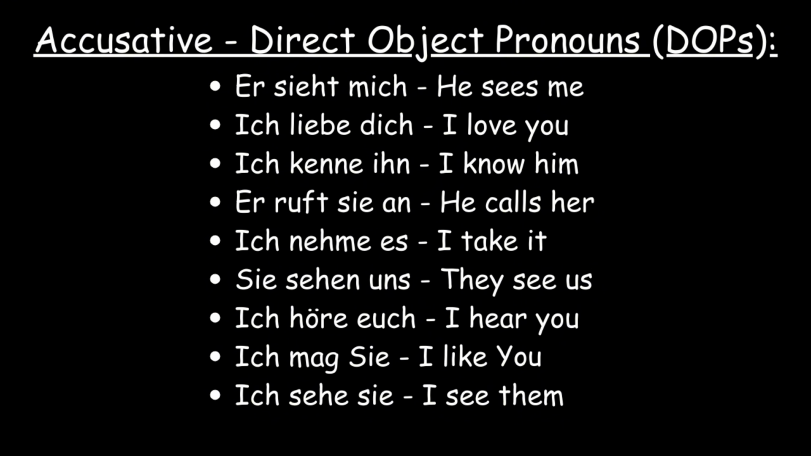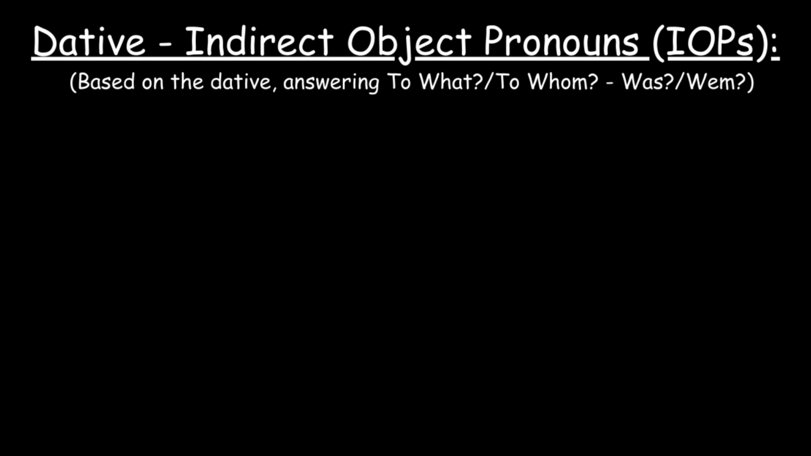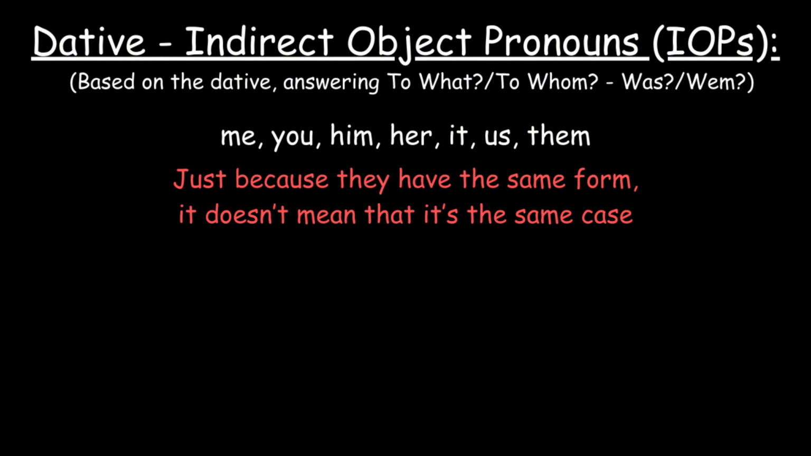And although the phrases are simple, their usage will show how they can be used with indirect objects. So, let's see how they work. Indirect object pronouns in German are based on the dative because they answer to what and to whom. The English pronouns are again me, you, him, her, it, us, and them. But just because they have the same form, it doesn't mean that it's the same case.